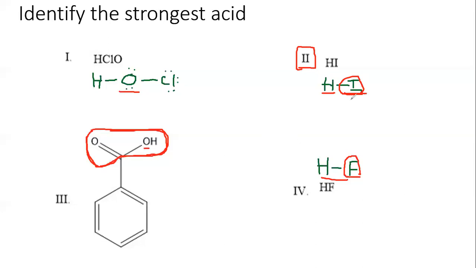And so again, when identifying the strongest acid or the weakest acid, it is very important to use the higher principle backwards. Now for bases, we go the opposite way. So we'll talk more about that in another session.